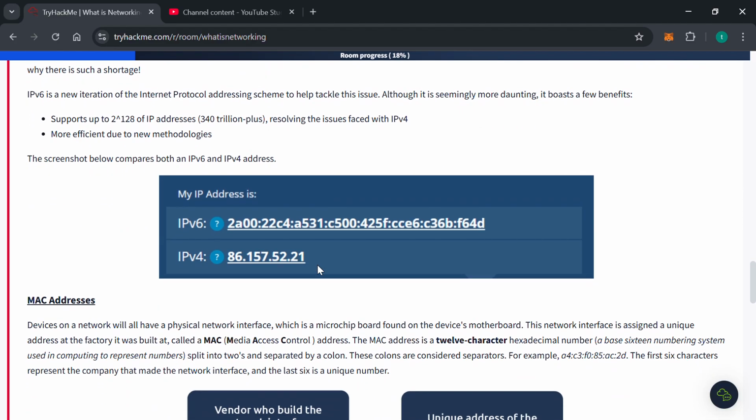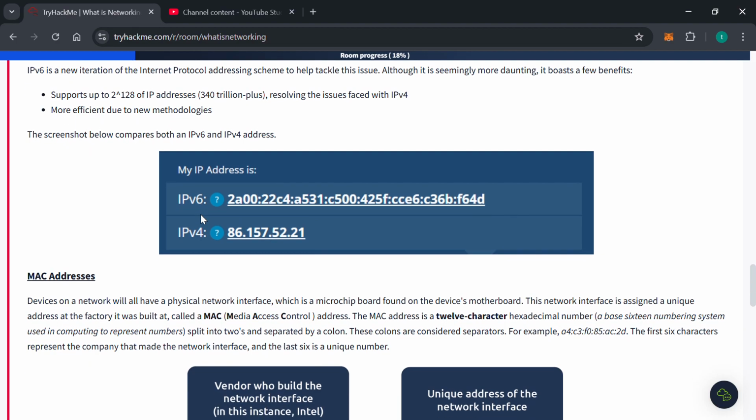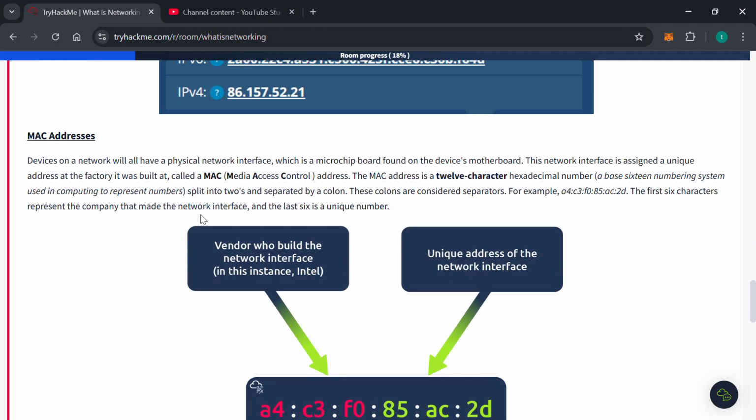So in this picture, we have a screenshot of the IPv4 and IPv6. We can see the difference, right? Good. Now let's move to MAC addresses. Devices on the network will all have a physical network interface, which is a microchip board found on the device's motherboard. This network interface is assigned a unique address at the factory it was built at, called a MAC address, Media Access Control.